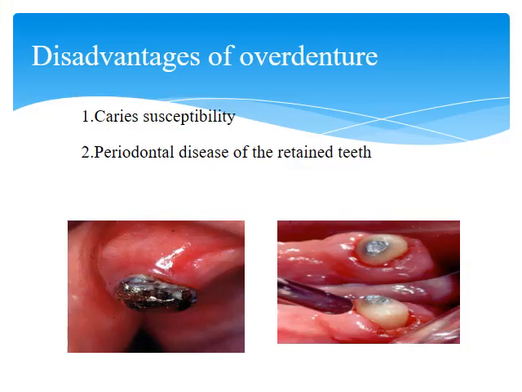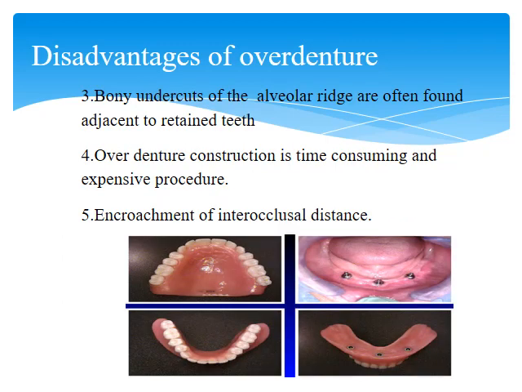The disadvantages of overdenture: first, caries susceptibility; second, periodontal disease of the retained teeth; third, bony undercuts of the alveolar ridge are often found adjacent to retained teeth; fourth, overdenture construction is a time-consuming and expensive procedure; fifth, encouragement of interocclusal disorders.